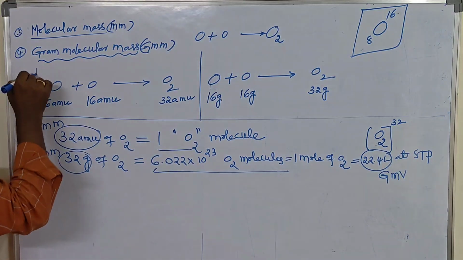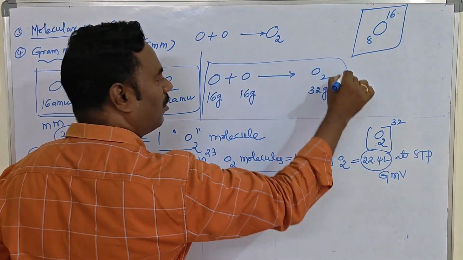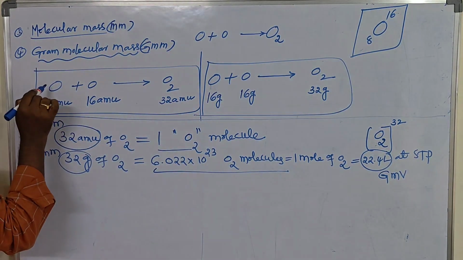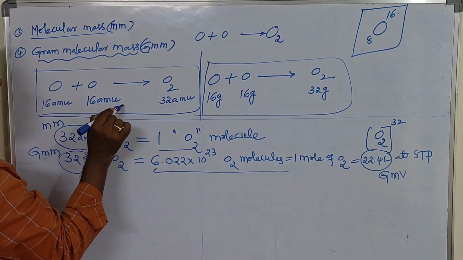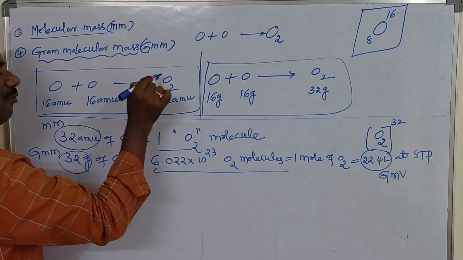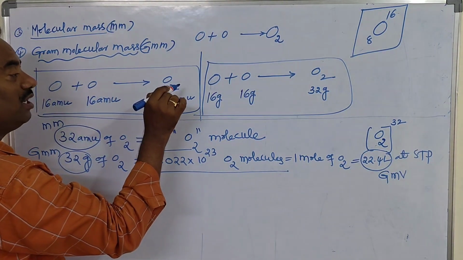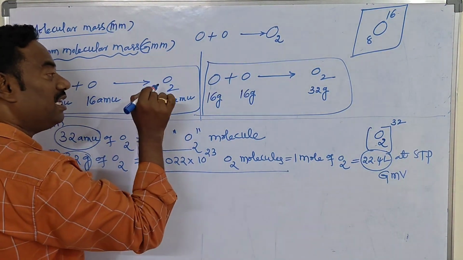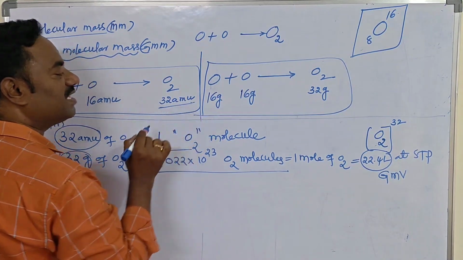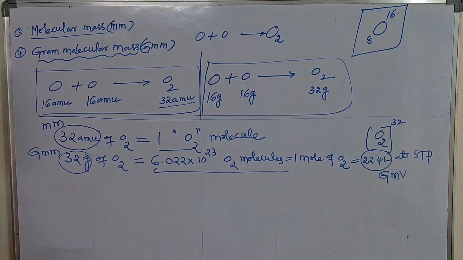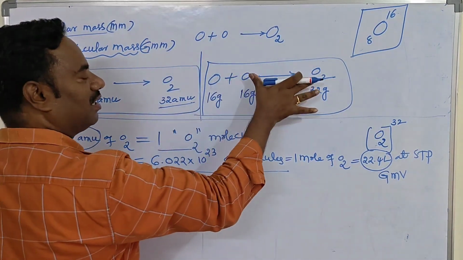Just observe this one. Then you will get complete clarity about this. 1 oxygen means 16 AMU. Here also 1 oxygen means 16 AMU. When you add O2, then you will get 2 oxygens, then you will get O2. Here O2, if it is 1 molecule of O2, its mass is equal to 32 AMU.